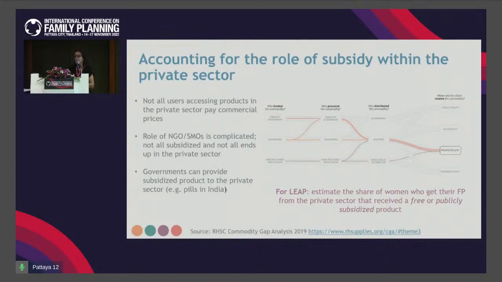And so what we're really trying to do in LEAP is isolate, among those women who go to the private sector, who are paying that commercial price point and valuing it at that, and who are getting that product free or subsidized and being able to value it at that lower price point, and accounting for both of those pieces.